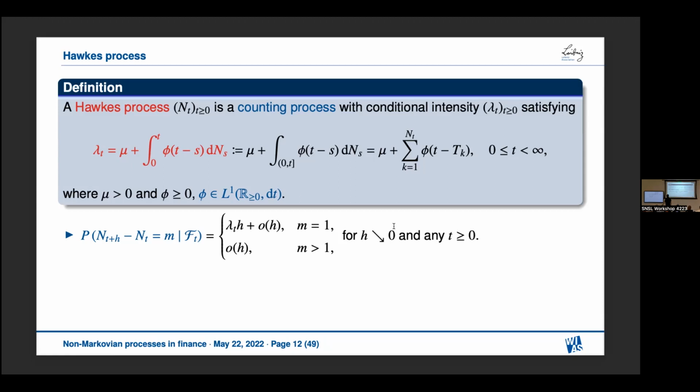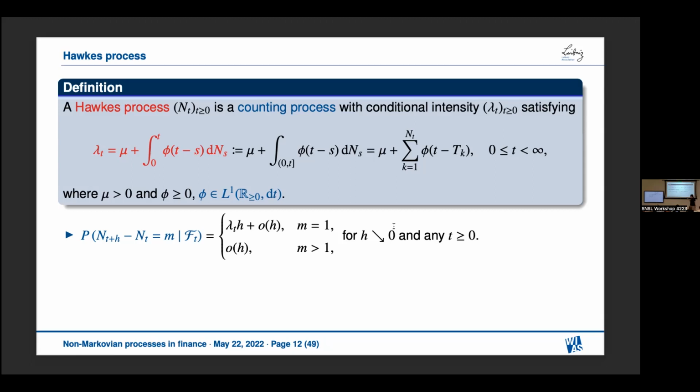So what requirements do we have for these guys? Well, the baseline intensity has to be positive. The memory kernel has to be non-negative. And the memory kernel has to be integrable. In fact, I will come back to this, we will need more on the memory kernel. But a short discussion: what happens if mu were equal to 0? Now you see, the memory part only starts kicking in when the first jump has happened. Before that, it gives you nothing. So if mu is zero, no jump happens at any time. So, you know, it's a pretty boring counting process.